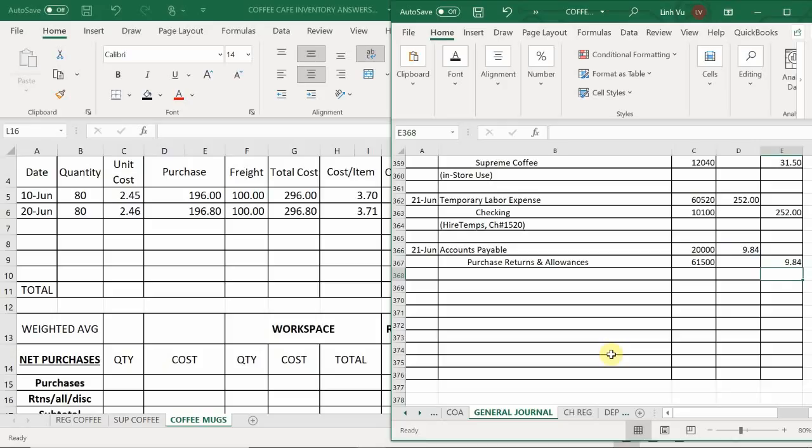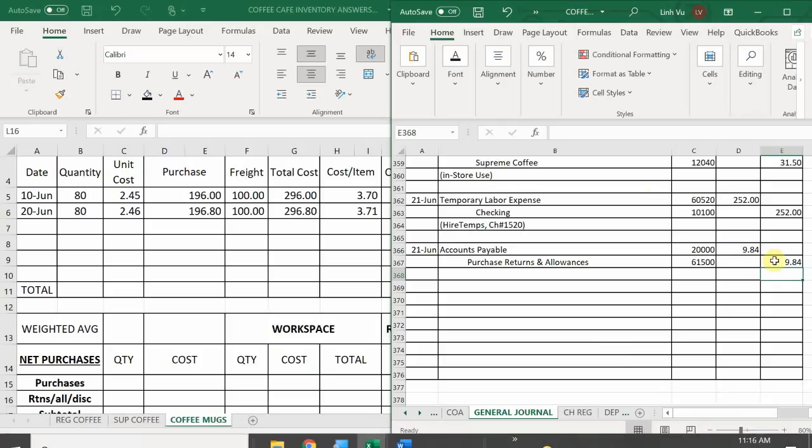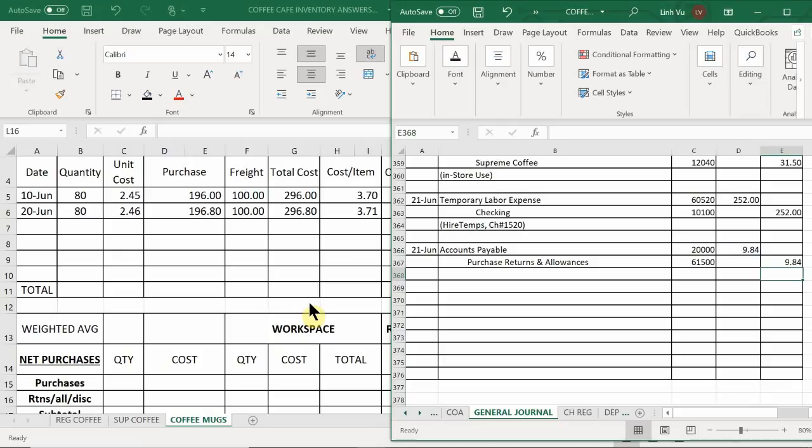Okay? So in this case, I don't have 80 items. I only have 76 because I'm refunding 4 of those coffee mugs. So there you go. And those 4 coffee mugs cost me $2.46 each. So therefore, I have a total of $9.84 I am returning from both my inventory as well as my accounts payable. Okay.